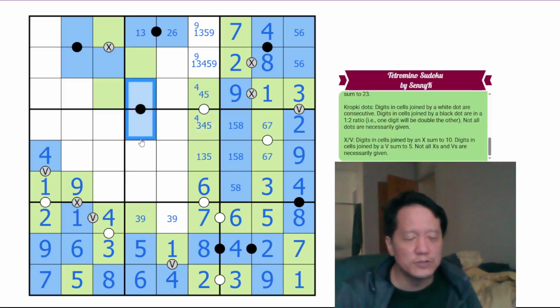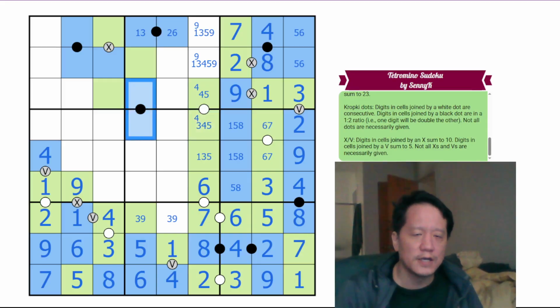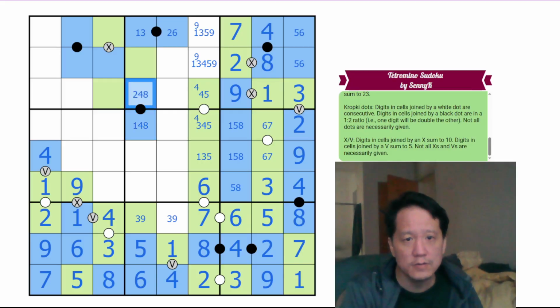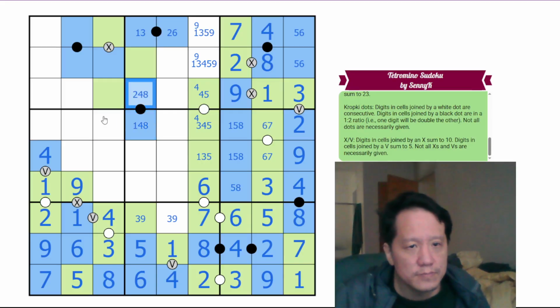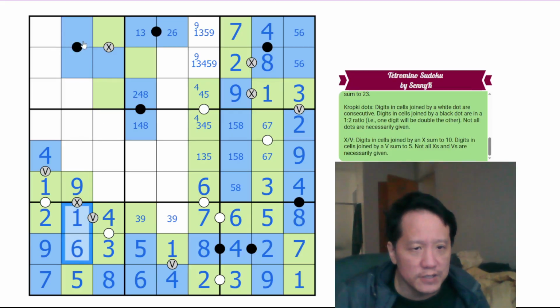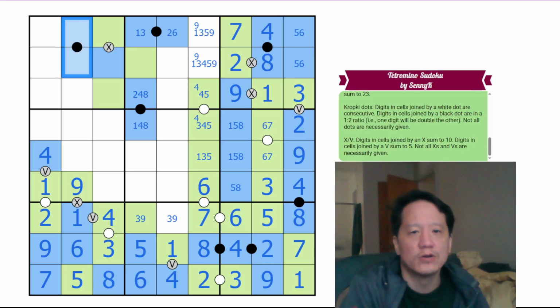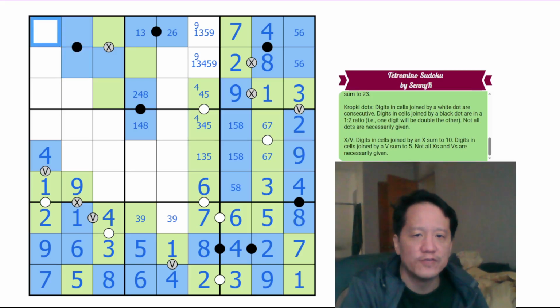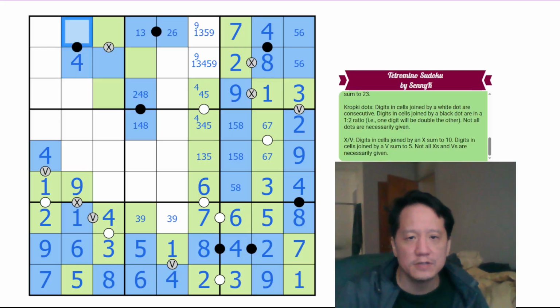This is in a 1 to 2 ratio. Cannot contain 6, so it's 1, 2, 4, 8 here. 1 can't be here, 2 can't be here. 1 to 2 ratio, no 1, no 6. We are guaranteed a 4 here. So 4 cannot be here because of 4 in the row, so 4 has to be here, and it's with 2 or 8.